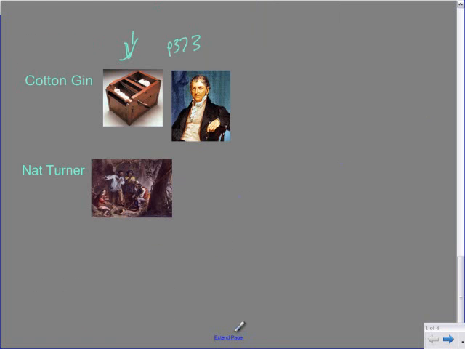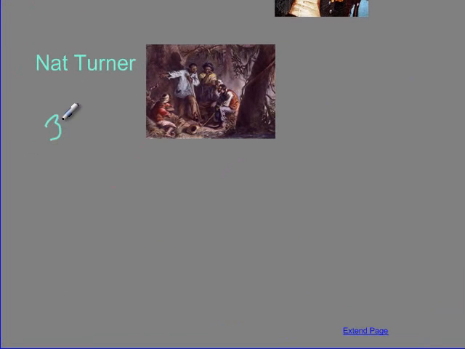The next thing on your study guide is Nat Turner. Nat Turner can be found on page 376. Nat Turner is a slave. He leads a rebellion in Virginia, and in 1831 he leads that slave rebellion. He leads like 70 of these runaway slaves, and he kills like 55 white men, women, and children. And this is a rebellion aimed at trying to help the cause and get rid of slavery and do things better for the slaves and all this kind of stuff.